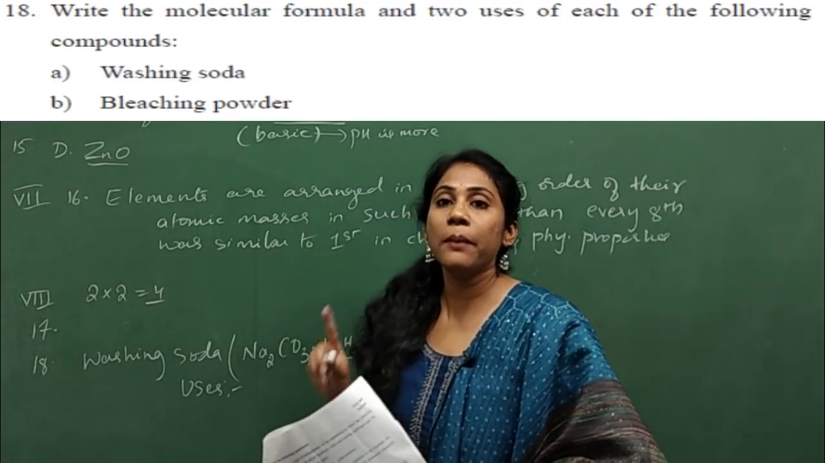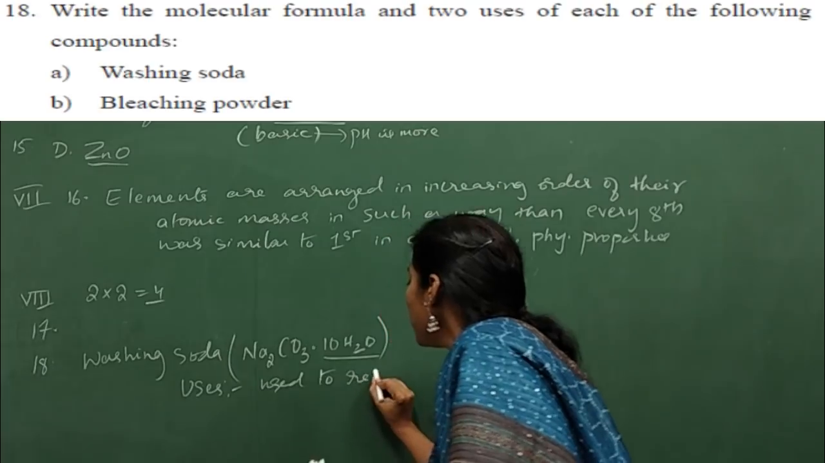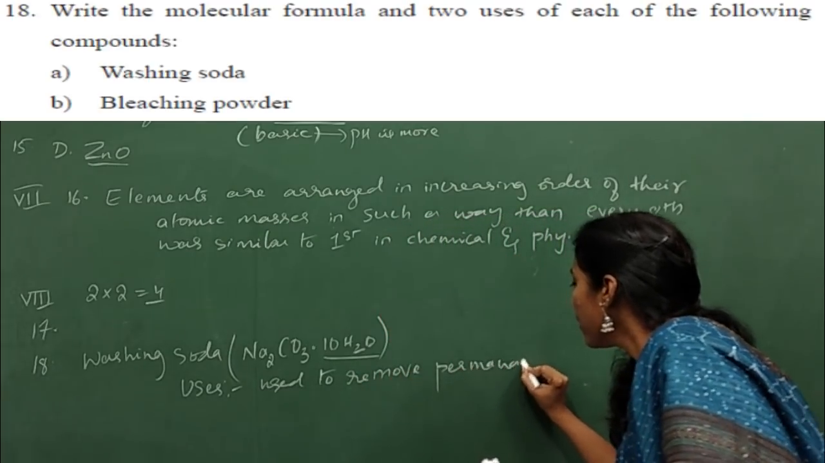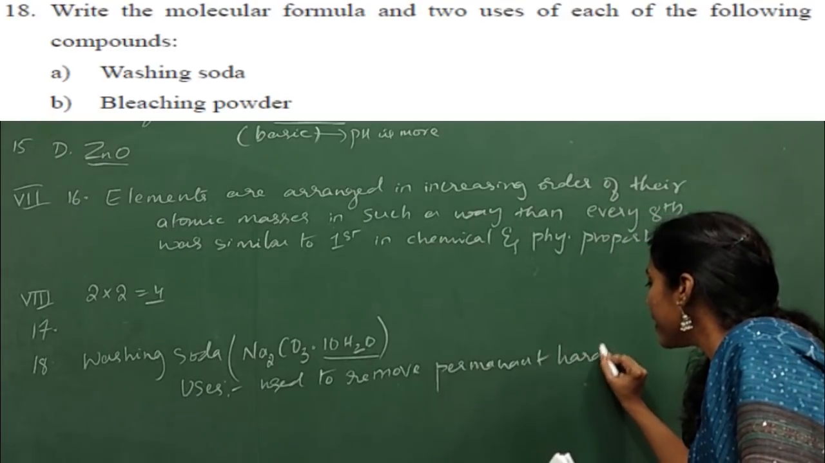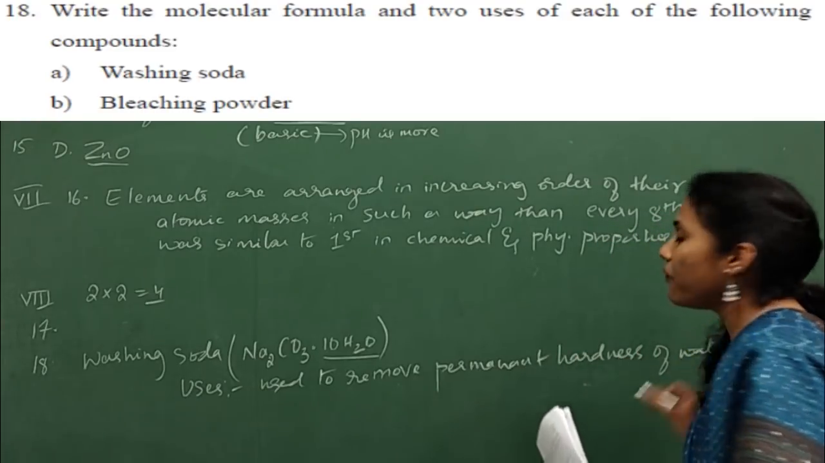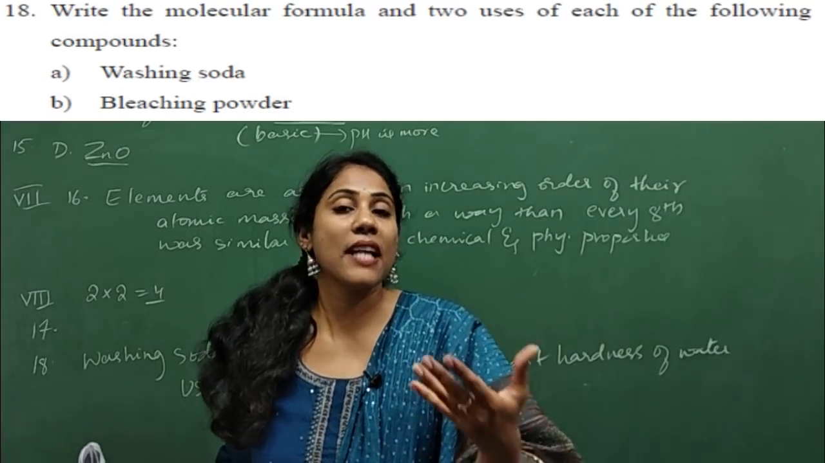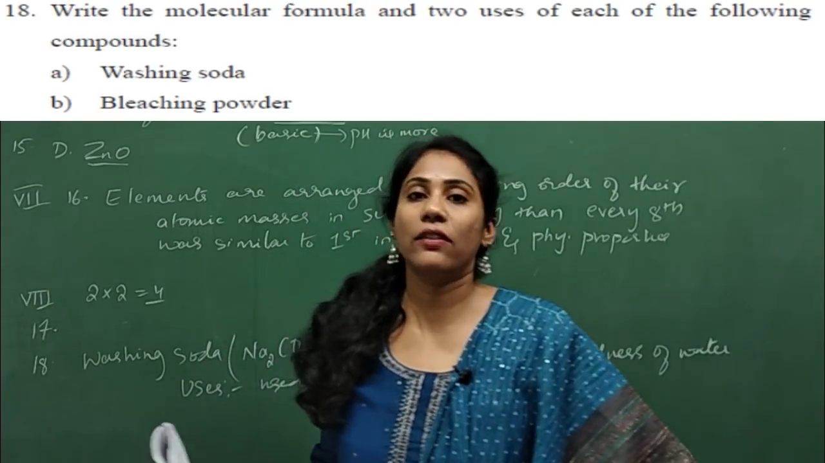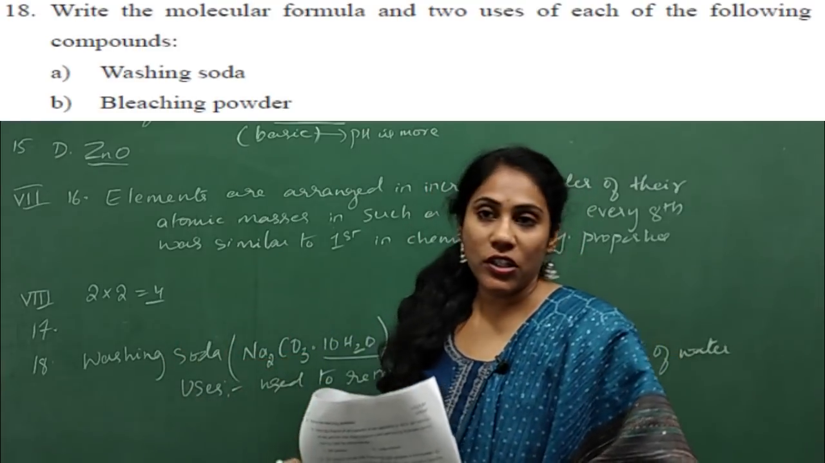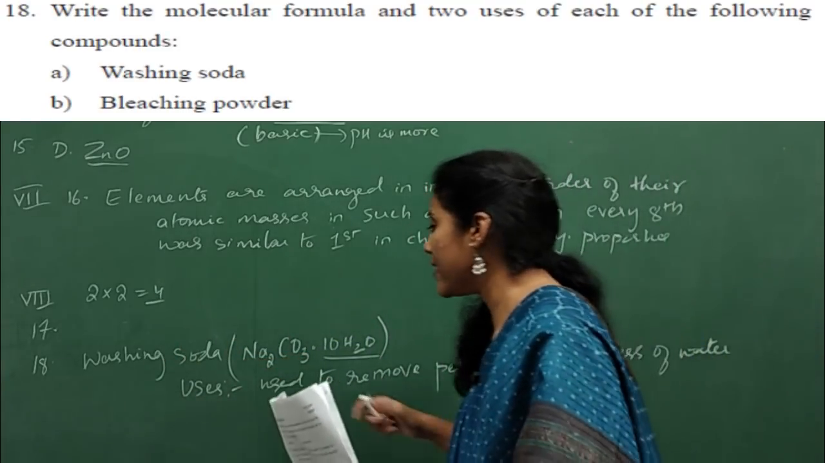One of the very important uses is to remove permanent hardness of water. We have two types of water, soft water and hard water. If calcium and magnesium salts are present in water, it is called hard water. To remove those calcium and magnesium salts, we can use this washing soda. This is one of the very famous uses that you have to remember always.